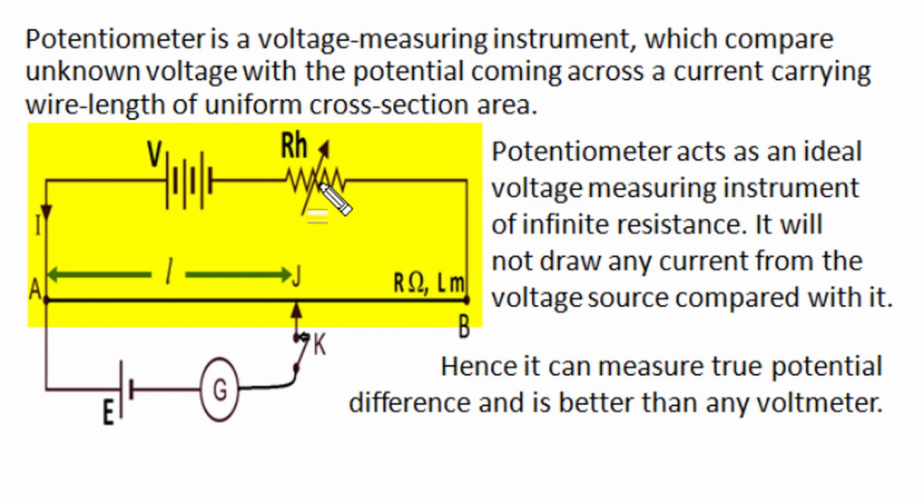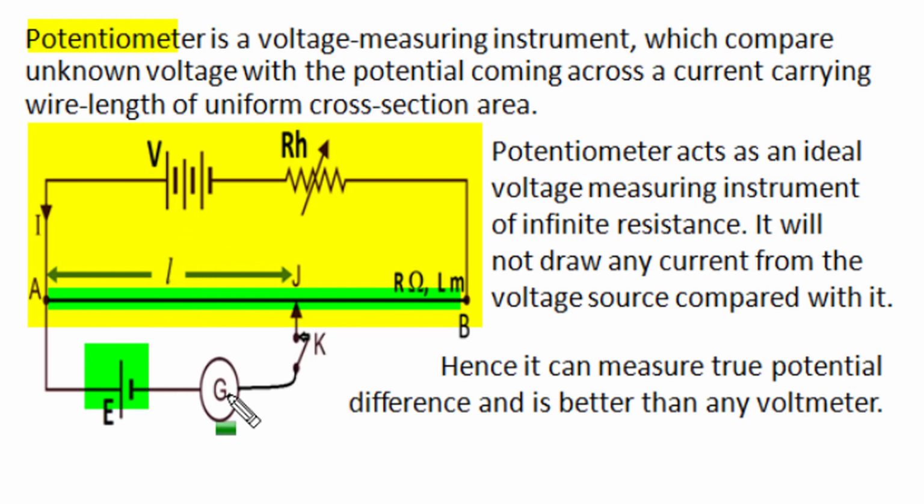Let's start. This yellow highlighted part is the primary circuit of the potentiometer, and the potentiometer is a voltage measuring instrument. AB is a wire of uniform cross section, and in the primary circuit, current flow in this wire produces potential along the wire length. Unknown voltage is compared with the potential coming out of the wire length, and the balance wire length gives us the value of the unknown voltage.